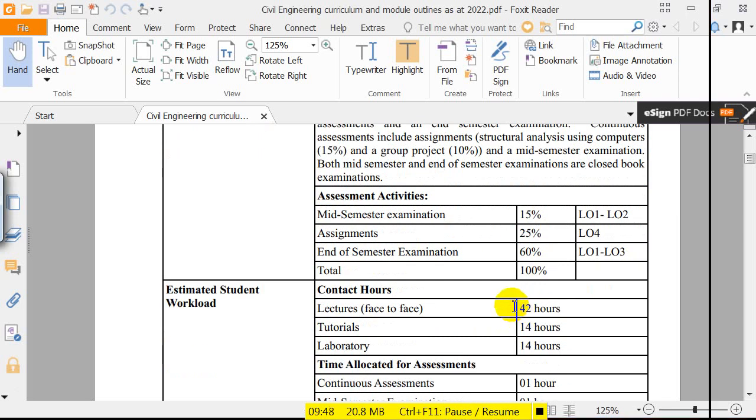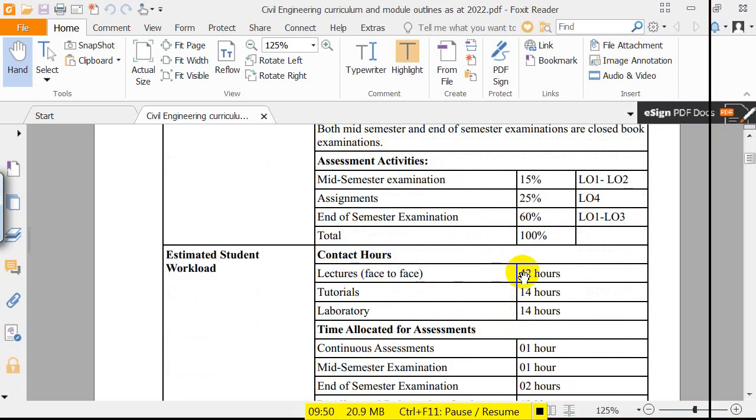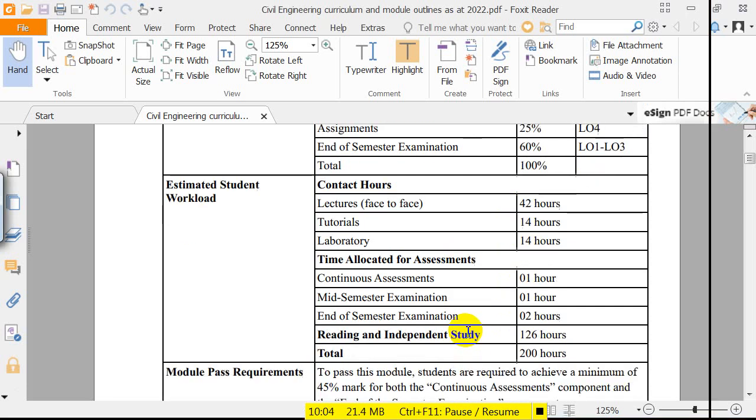So as I told you earlier, there are lectures 3 hours a week, and then 1 hour tutorial a week, and then we have labs, that is 2 hours every other week. These are contact hours, which means that we are in contact with you, and then there are assessment hours. Say 1 hour continuous assessment, 1 hour mid exam, and 2 hours end of semester exam.